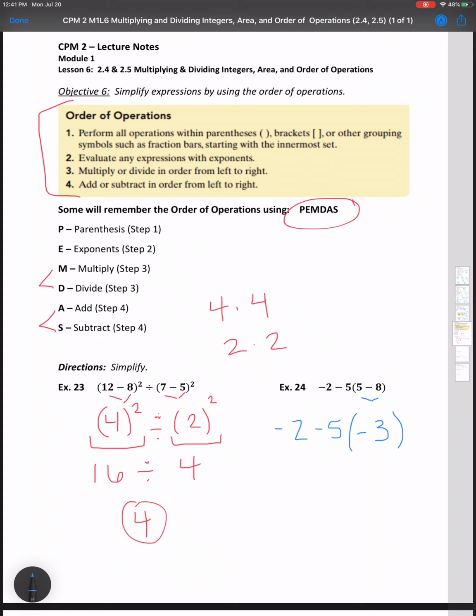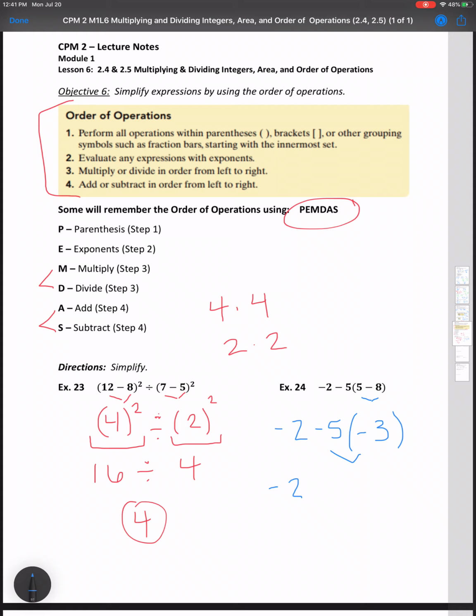Okay. Done with parentheses, because what's inside parentheses I can't simplify. So next is exponents. Do I have any? Nope. Next step is multiplication and division. Do I have any? Yes, I have some division, right? Right here I have a number right next to the parentheses, so that means multiply. So bring down negative 2. I'm not ready to use it yet.